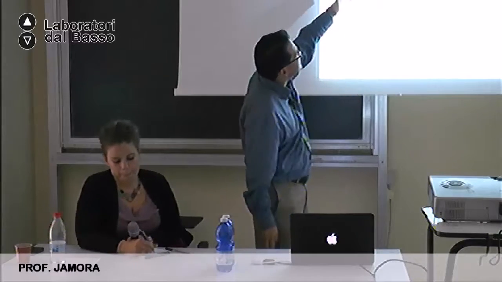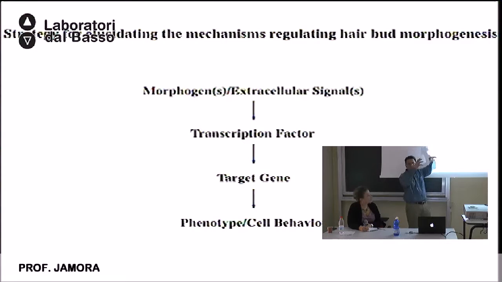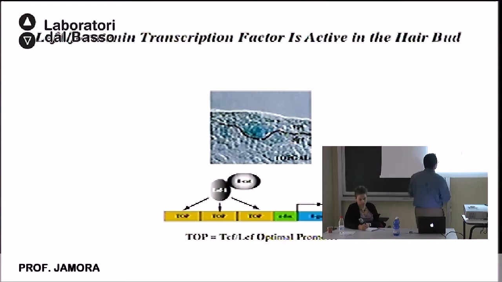Ok, so like other groups in the world, we take the same strategy to elucidate the mechanisms regulating budding morphogenesis. So the first thing is to identify the morphogen or the extracellular signal that initiates this whole process. What is the transcription factor that is downstream of this X signal? Then what are the target genes of this transcription factor? And finally, how does this target gene change the cell behavior or phenotype of the cell?